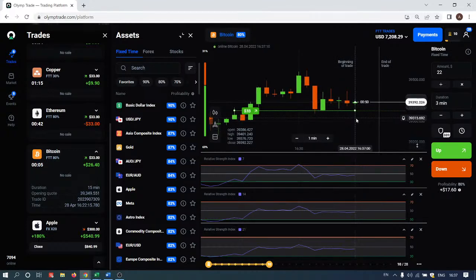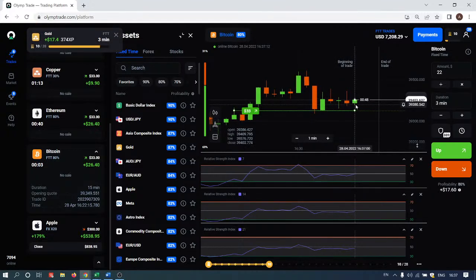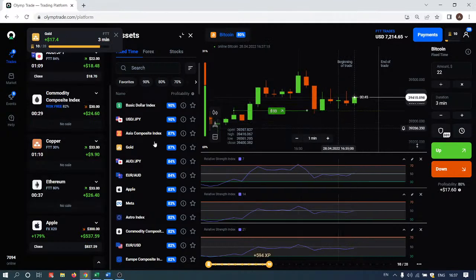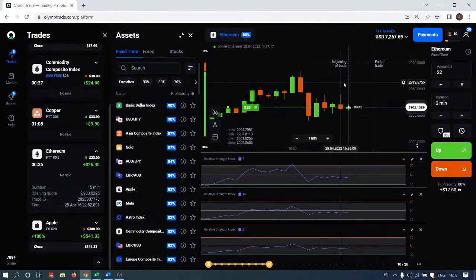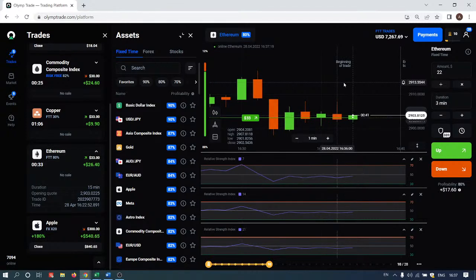Let's watch this close. Nice, closing with a profit here, definitely. Now my next concern is Ethereum. Okay, so Ethereum, please go up, kindly.